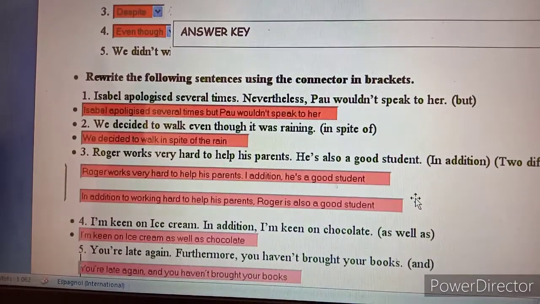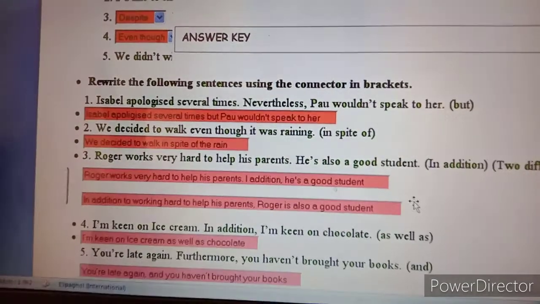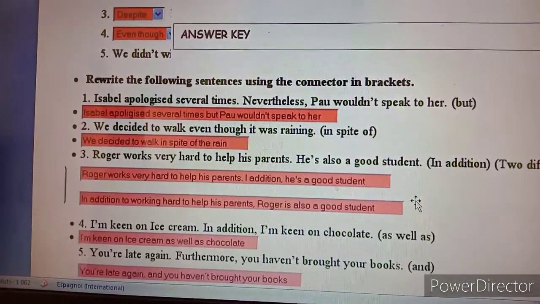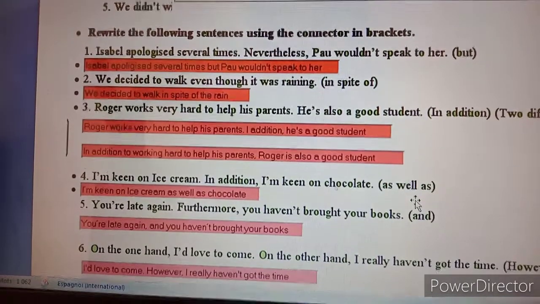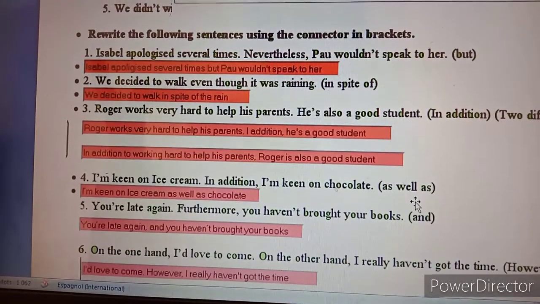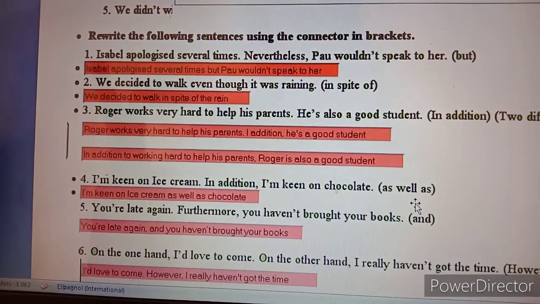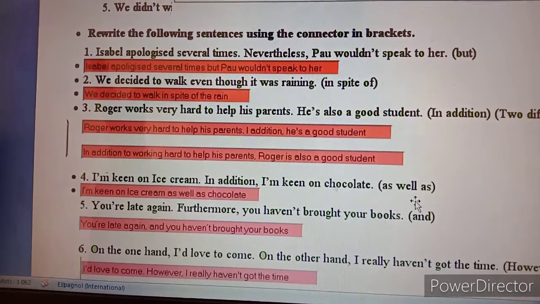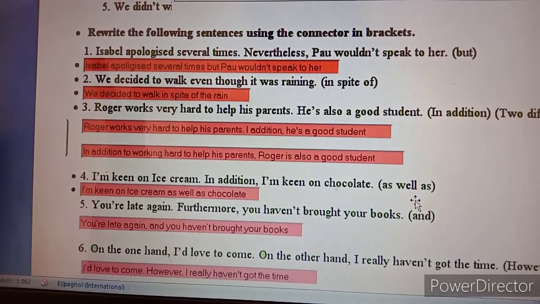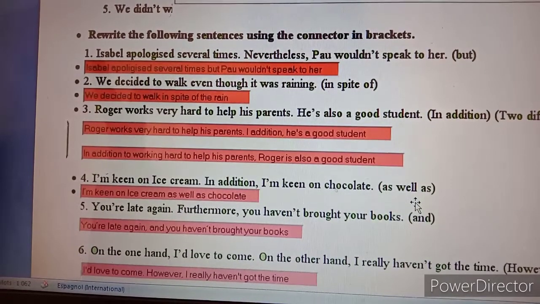The last example, you are late again. Furthermore, you haven't brought your books. Sorry, this is not the last example, we have other examples. So you are late again. Furthermore, you haven't brought your books. Clear? So here we put and. It's very easy, this sentence.